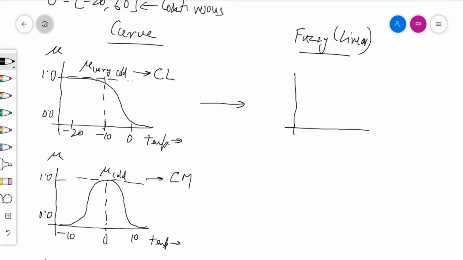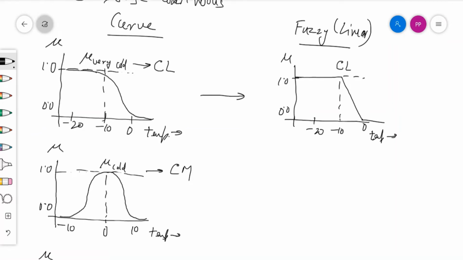So mu is the membership function, 1.0 is the normalized value starting from 0.0. So here is the temperature, then we'll go straight like this, then the fall in the temperature will be a straight curve like this, then we'll go straight again. So this is your -20, -10 and 0. How we can plot it? So this is your exactly cold but large cold value.